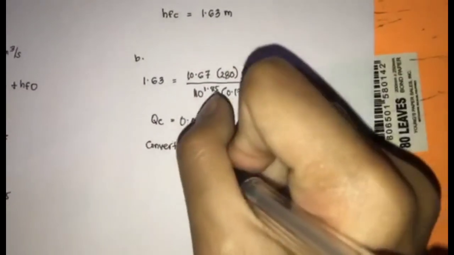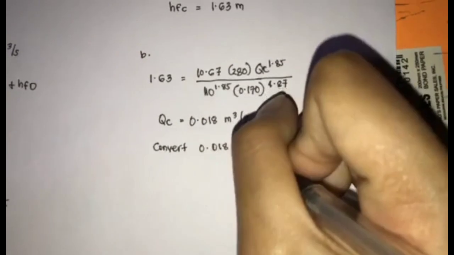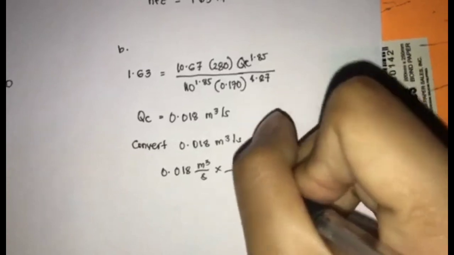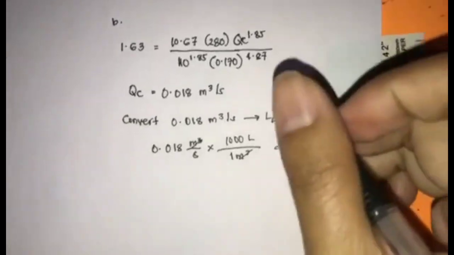But this is not the final answer since we are required to get the value in liters per second. So we have to convert 0.018 into liters per second. So 0.018 cubic meters per second times 1,000 liters over 1 cubic meter is equal to 18 liters per second.